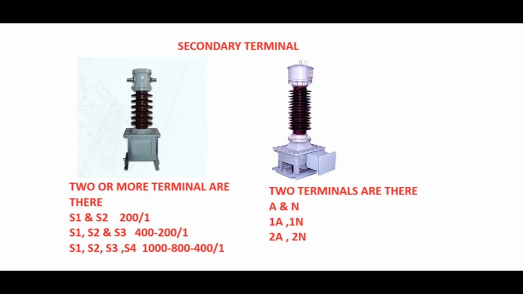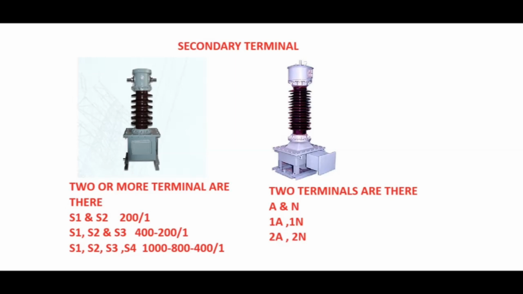If S1 and S2 are connected, then CT ratio 200 by 1 is selected. If S1 and S3 are connected, then CT ratio 400 by 1 is selected. It may also have three CT ratios such as 1000, 800 by 400 by 1. In this case, four CT terminals are there in each core. So these terminals are S1, S2, S3 and S4 for each core.